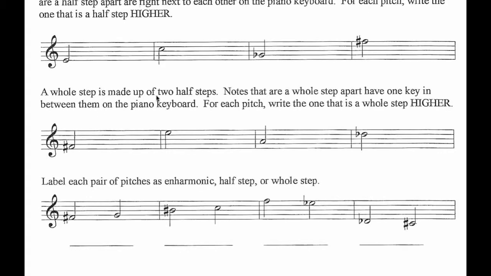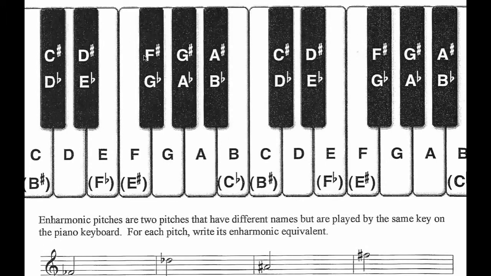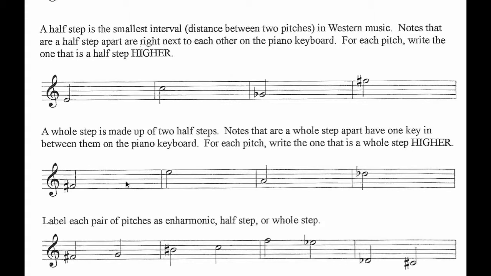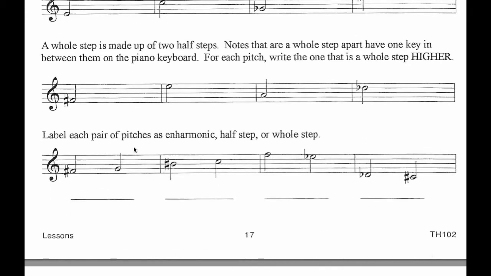A whole step is made up of 2 half steps. So from F sharp, we go to G, that's 1 half step, and to G sharp, that's the 2nd half step. So F sharp to G sharp is a whole step. And so you draw in G, stem going up, sharp. And please continue for the rest of the lines.